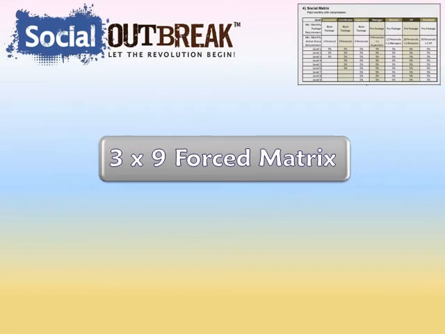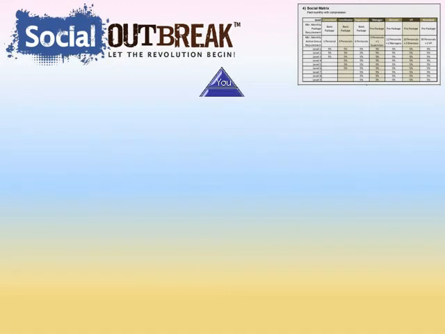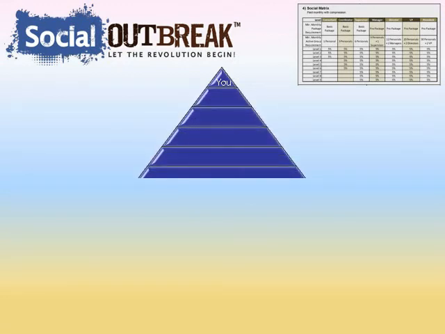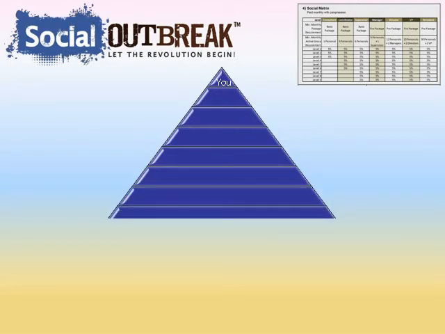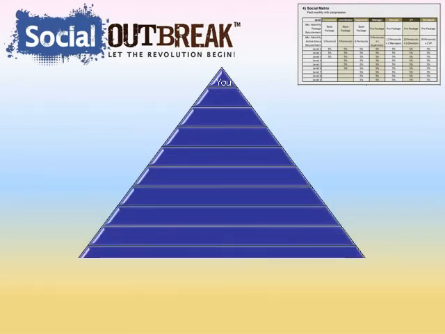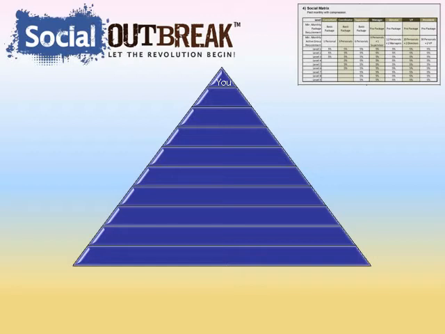Let's look at the social outbreak matrix. It is a 3x9 forced matrix. And essentially what it means is you get started and you can build a team that's 9 levels deep. You at the top, then levels 1, 2, 3, 4, 5, 6, 7, 8, 9. That's your pay range right there.